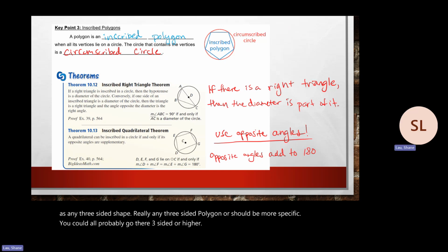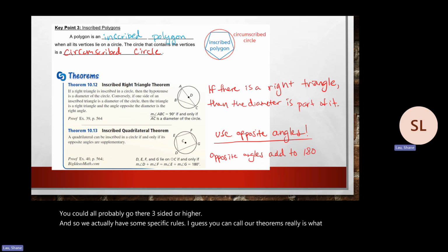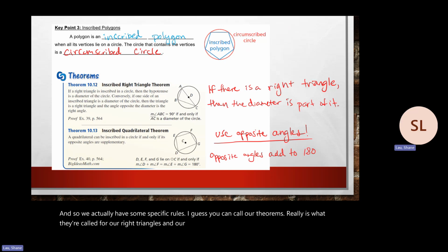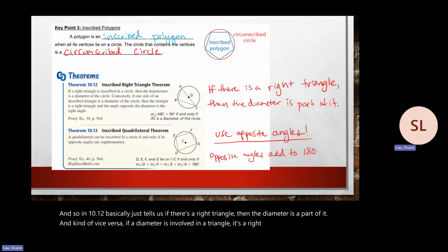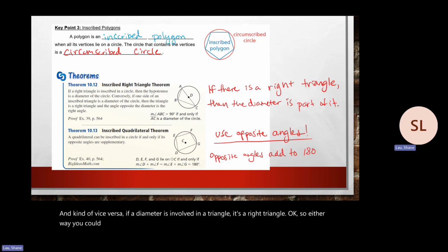And so we actually have some specific rules, or theorems, for our right triangles and our quadrilaterals. Remember, a quadrilateral is any four-sided polygon. And so 10.12 basically tells us if there's a right triangle, then the diameter is a part of it, and vice versa. If a diameter is involved in a triangle, it's a right triangle. Either way you say it, it's going to work.